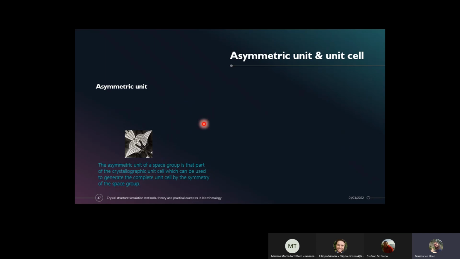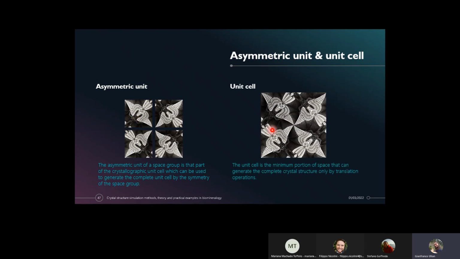So here I took this for example, just to be a little bit greater in dimension. If we apply the rotation, we obtain the whole unit cell here. So the unit cell is the minimum portion of the space that can generate the complete crystal structure only by translation operation. Okay, so here you have your pattern. Your pattern has asymmetry inside it.